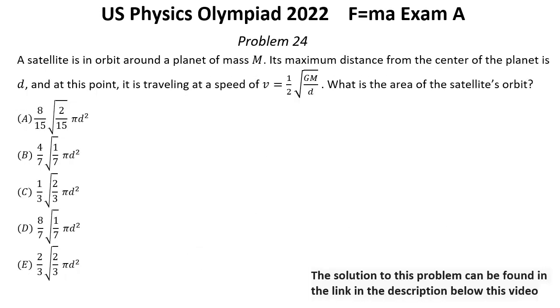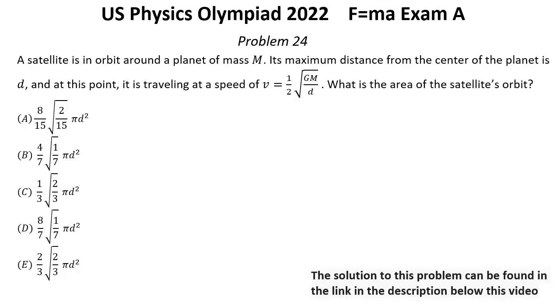Problem number 24. A satellite is in orbit around a planet of mass big M. Its maximum distance from the center of the planet is d, and at this point it is traveling at a speed of v equals 1/2 multiplied by the square root of GM over d. What is the area of the satellite's orbit?